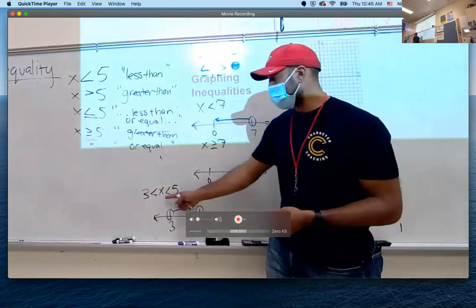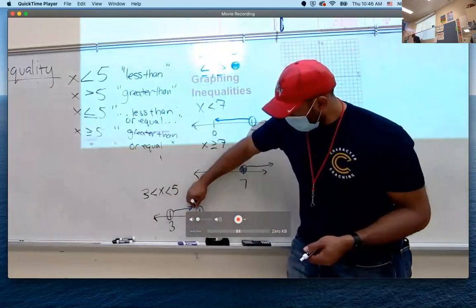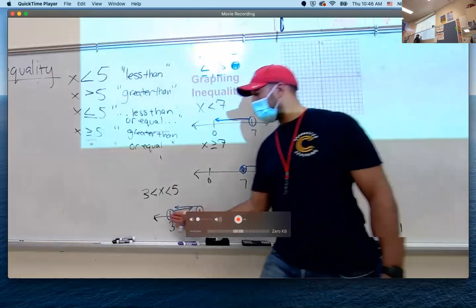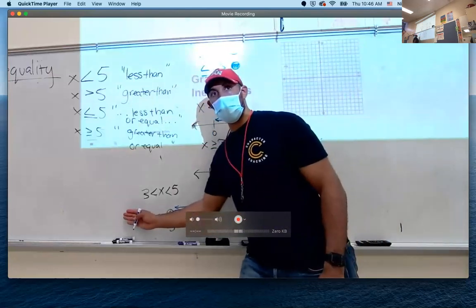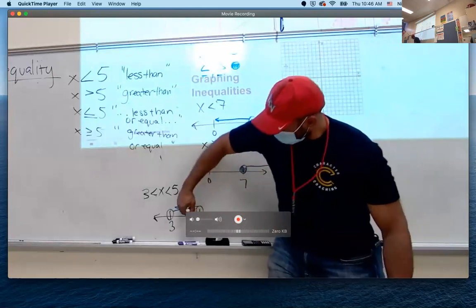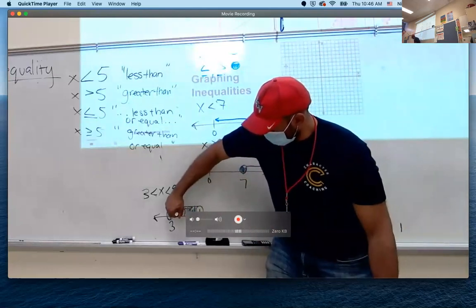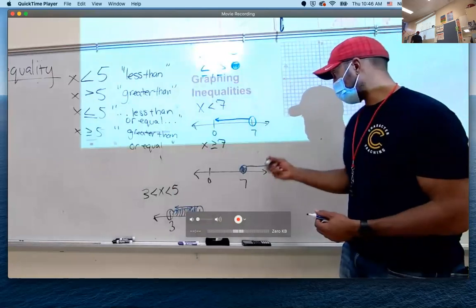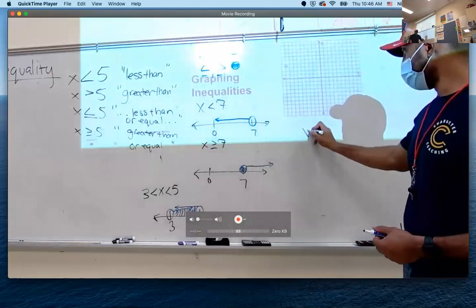But it says less than 5. And less than 5 is to the left. But I can't go past 3 because it has to be more than 3. And I can't go past 5 because it has to be less than 5. So what I do is I just shade them. Okay.